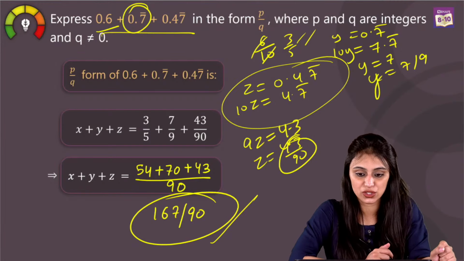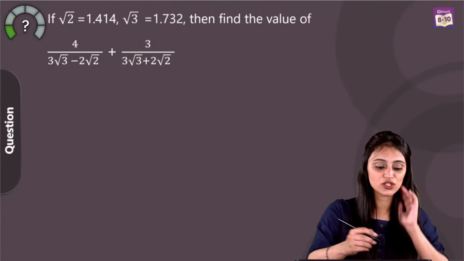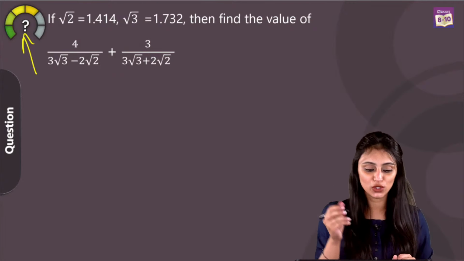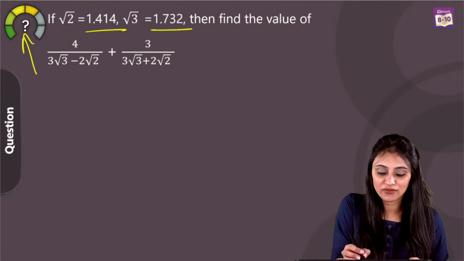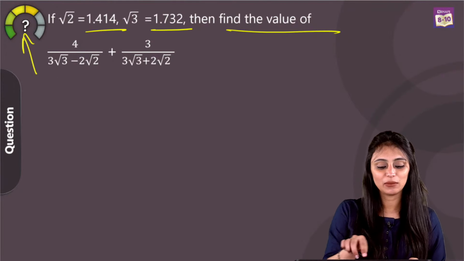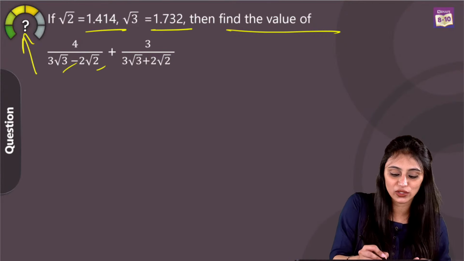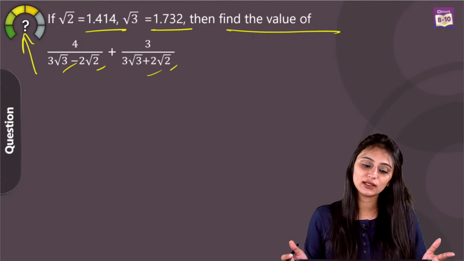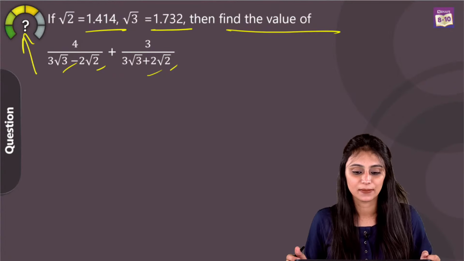Please refresh once. All right, okay, let's move to the next question now. So this one you can see is a moderate level question. If root 2 is 1.414, root 3 is 1.732, then find the value of this given expression here. Okay, tell me one thing. What should we do here? Shall I put the value of root 2 and root 3 over here and then we simplify this? Can we use this method? First I put these values over here and then I further simplify this.